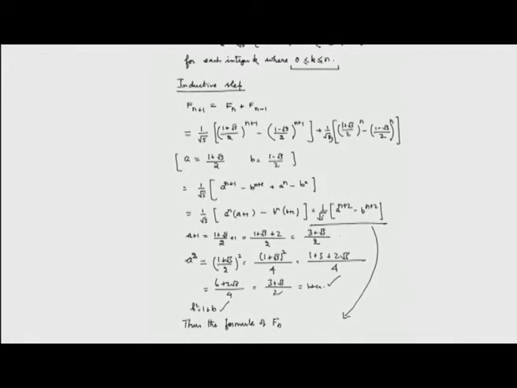From this we can say, thus the formula of f n works for f n plus 1, hence our proof is complete.